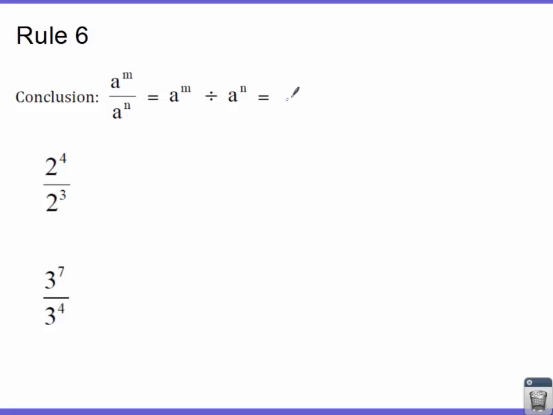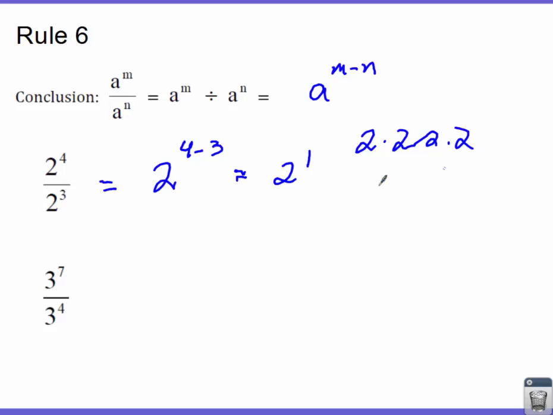Okay, so if we're going to divide the exponent expressions, we're going to keep the base, but we're going to subtract our exponents. Like when we were multiplying, we added our exponents. Well, with division, we're going to subtract the exponents. So in this one right here, we've got 2 to the 4th divided by 2 to the 3rd. So we will keep our base, and we will subtract the exponents, so we end up with 2 to the 1st power.